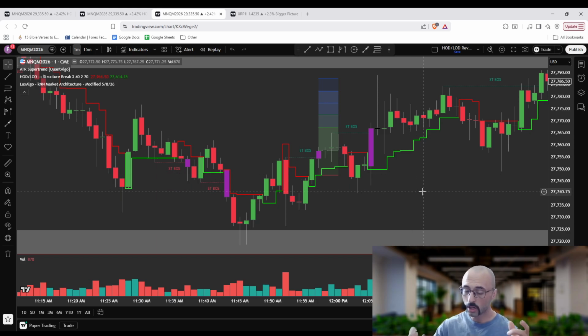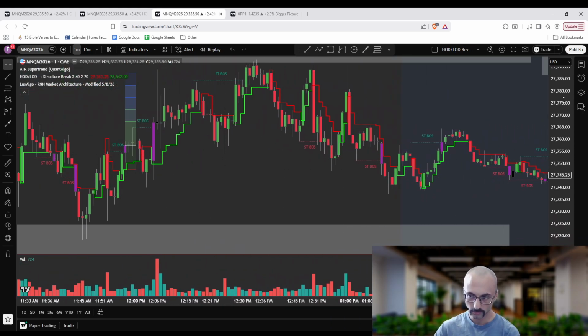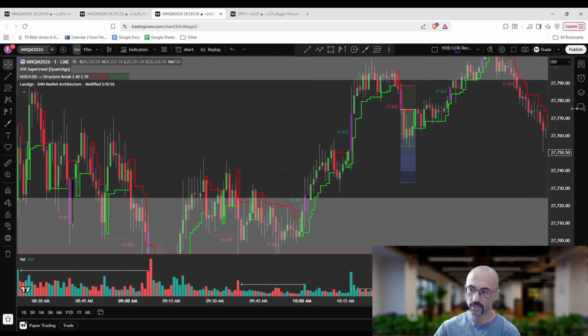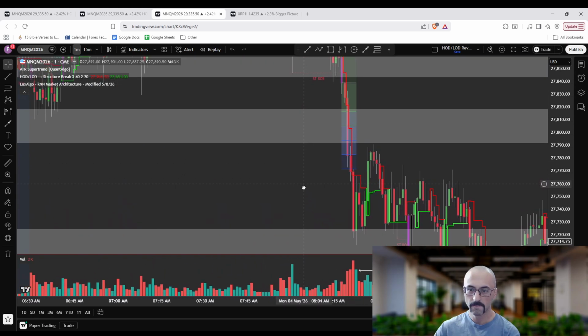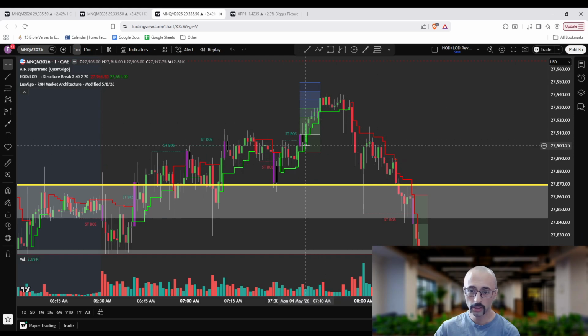So yes, we're targeting 1.5R, but what you're noticing is that our losses typically are never a full loss. So it's really much more than 1.5R when you start to look at the big picture of things. So that's Monday. Monday we had, 1, 2, 3, 3 trades.